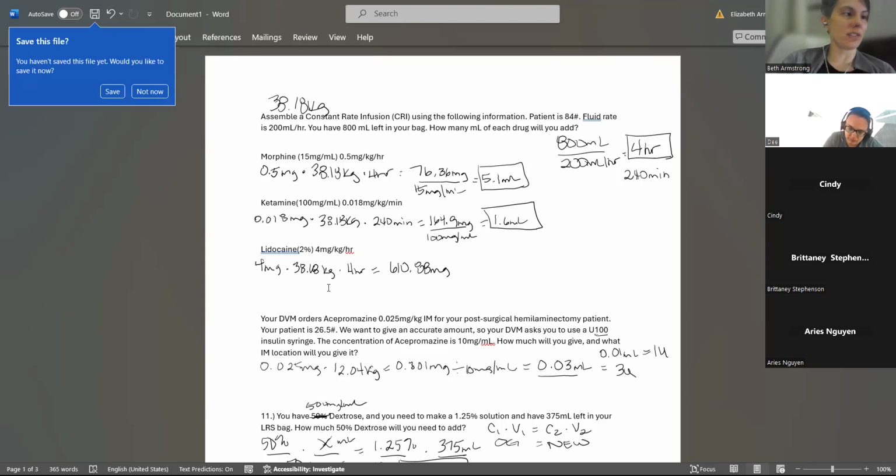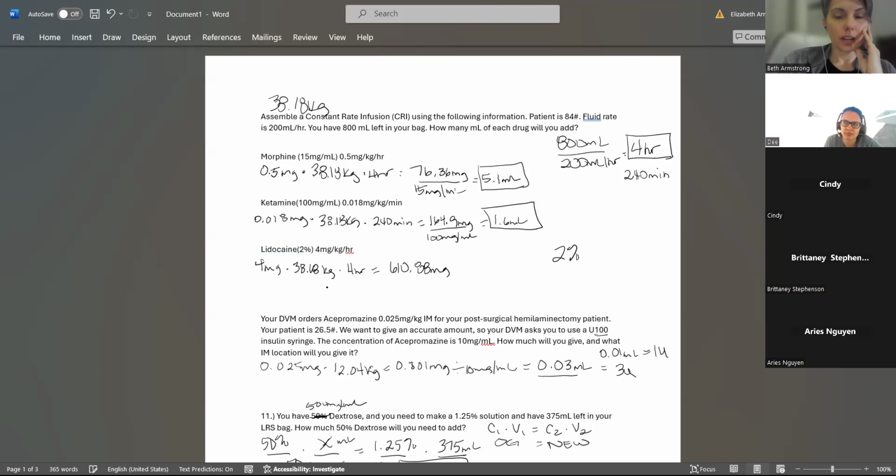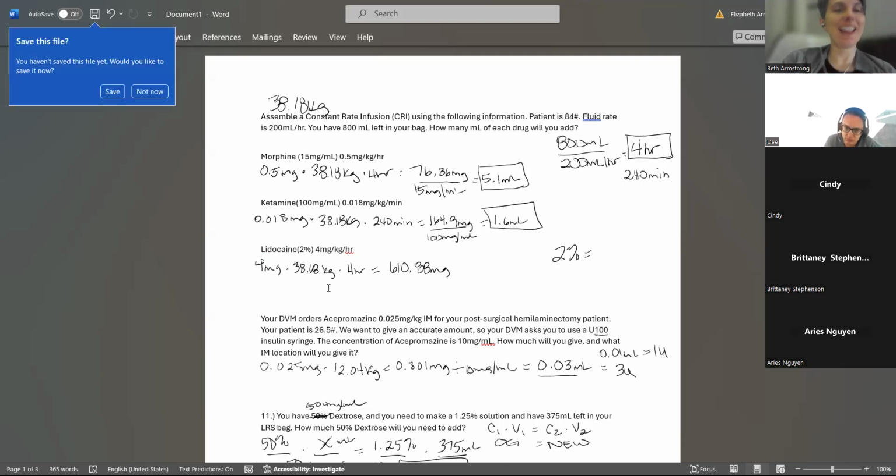Okay, so what's our concentration? How do we figure out our concentration? Divide by the 2%. 2% is equal to 20 mgs per ml. Okay, so 2% equals, how did you get 20 mgs per ml? My brain just adds the zero. I know, right? Yep, our brain adds the zero.